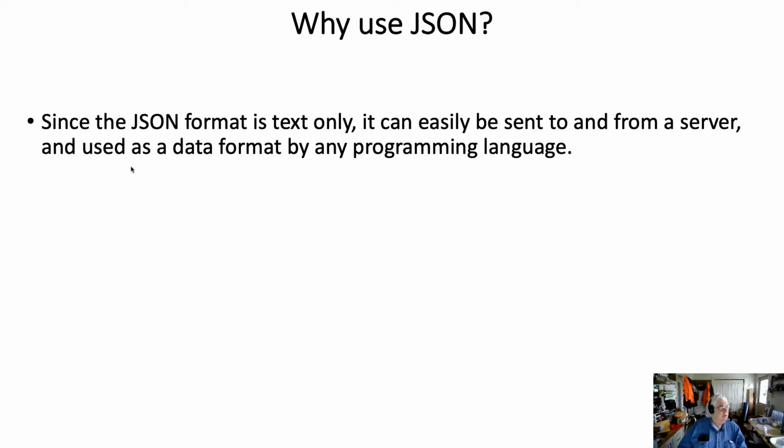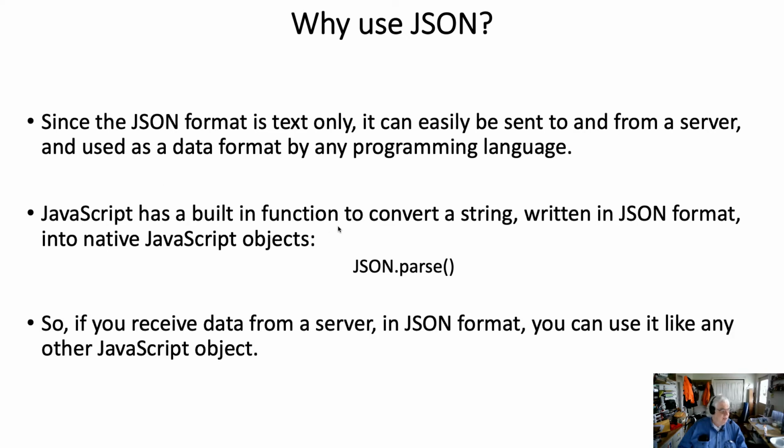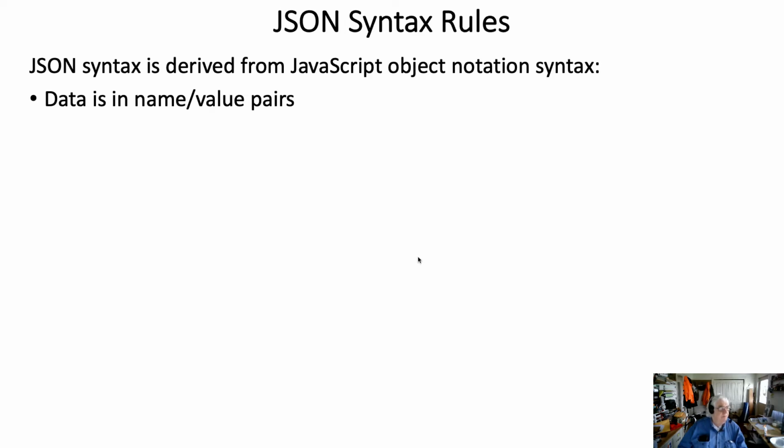Since JSON format is text only, it can easily be sent to and from a server and used as a data format for any programming language, and many do. JavaScript has a built-in function to convert a string written in JSON format into a native JavaScript format, parse. And so if you receive data from a server in JSON format, you can use it like any other JavaScript object, because this will get you from JSON into an object.